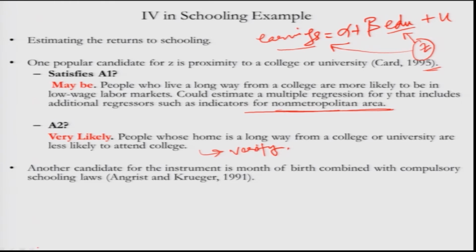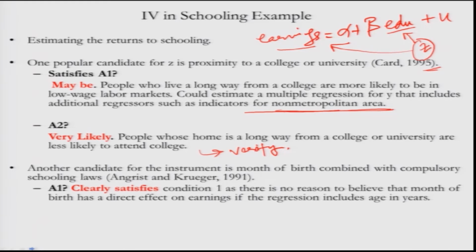Another candidate which has been used as an instrument for education is the month of birth of a child combined with compulsory schooling laws. This was used by Angrist and Krueger in 1991. Now, what they are saying is that depending on when a child is born in a particular year, so if you consider two children, one is born in December and one is born in January, and suppose school year starts in January, and suppose the entry age to school is 5 years. So, the child who was born in December of 1990 will actually become 5 years in the December of 1995, but the child who was born in January of 1990 would become 5 years in January of 1995. So, the child who is 5 years old in January can start school in 1995, but the child who was born in the December of 1990 will have to wait one more year to be able to start school.